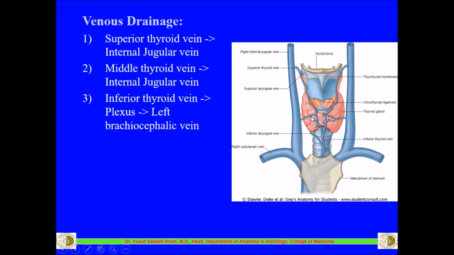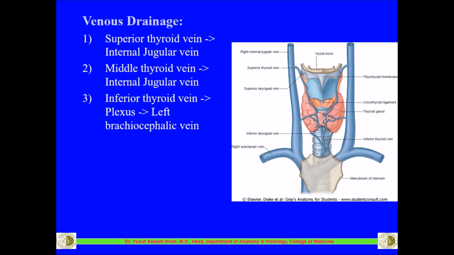Then we have the middle thyroid vein, which is also draining into the internal jugular. This is the internal jugular vein on either side. Then we have the inferior thyroid vein, which forms a plexus. If you can see here, many smaller veins join together to form the inferior thyroid vein, and it will be draining directly into the left brachiocephalic vein. So this is the left brachiocephalic, this is the right brachiocephalic vein, which together join to form the superior vena cava. So this inferior thyroid vein drains into the left brachiocephalic vein and finally drains into the superior vena cava.